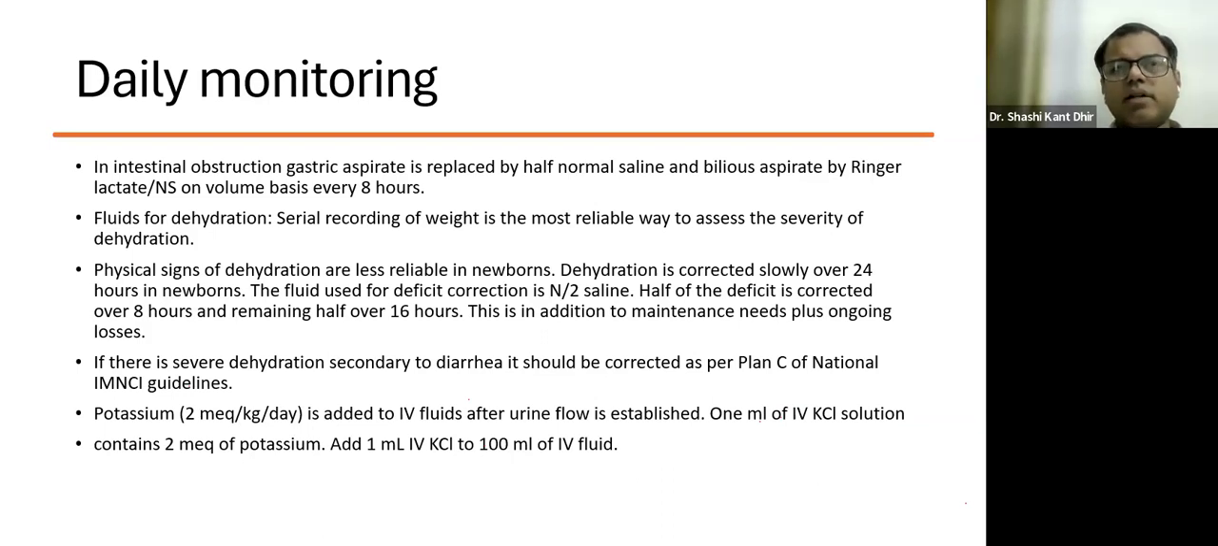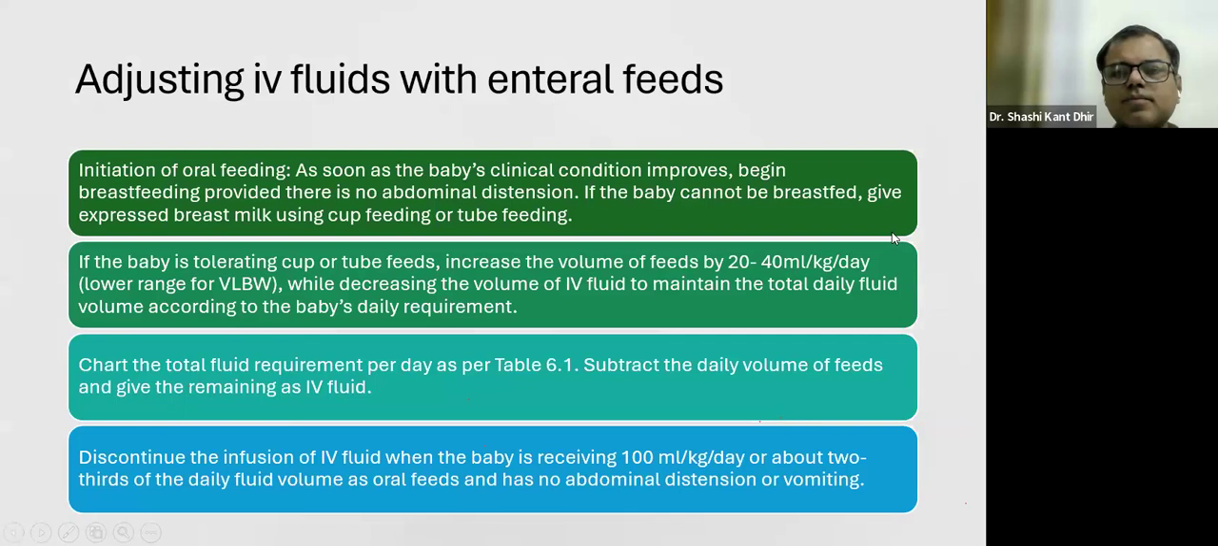So a simple, practical, pragmatic approach is, if there is severe dehydration, we can give 1.5 times DNS/2, right? If there is moderate dehydration, we can give 1.25 times the fluid, which is the NS/2. So half normal saline, we can increase it, and alternatively, we can give as per IMNCI also, right? So once urine output is established, we should add potassium in the fluid. 1 ml of IV KCl contains 2 milliequivalents.